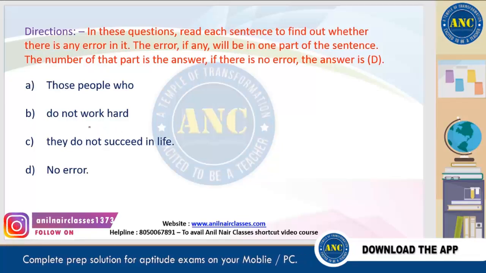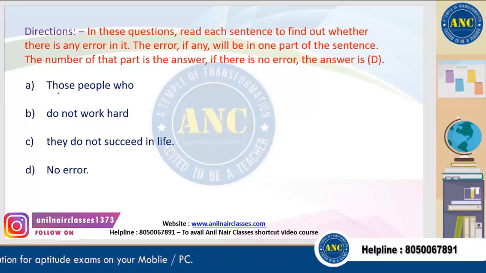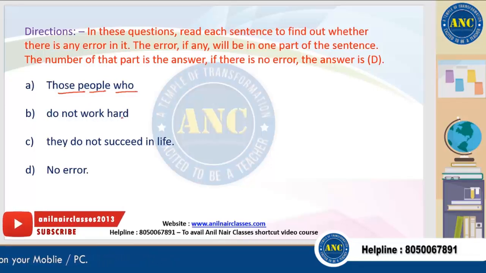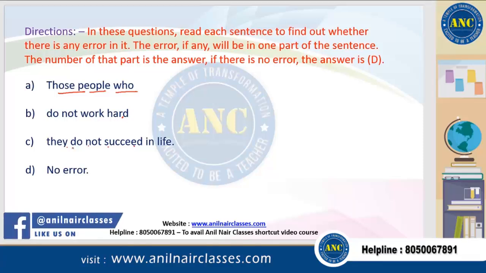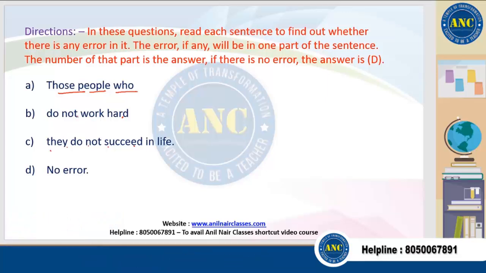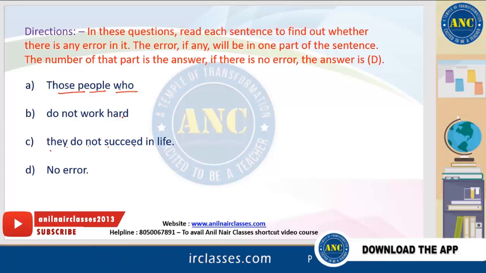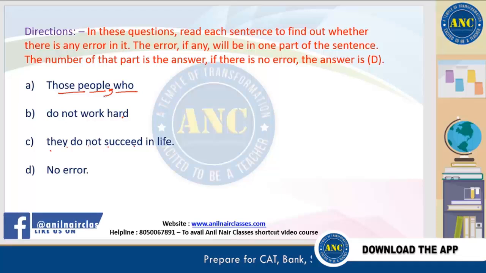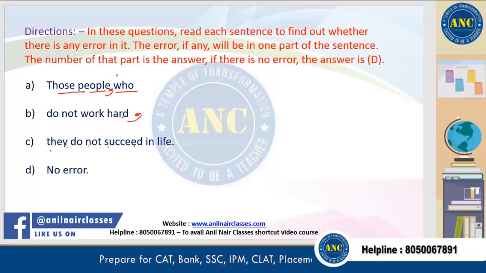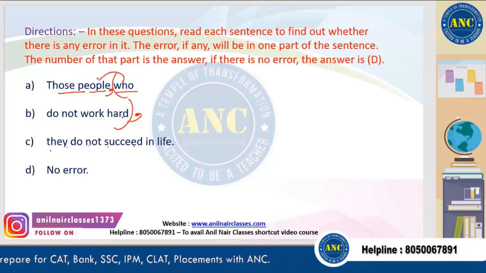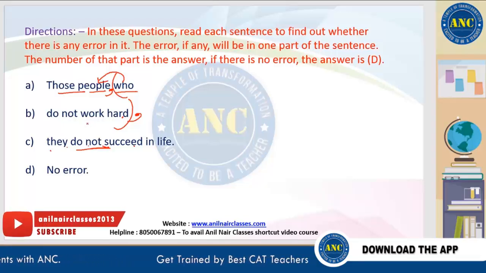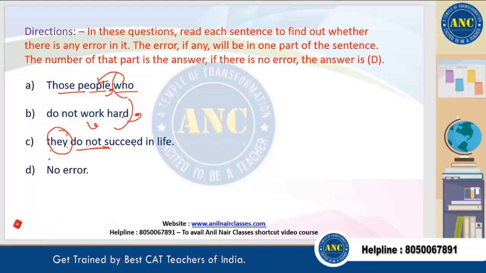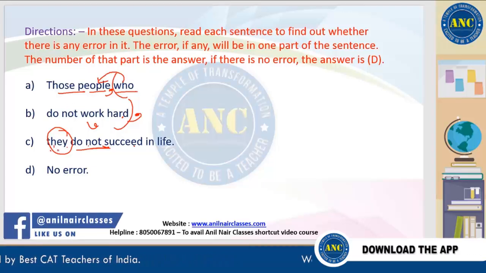Those people who do not work hard, they do not succeed in life. Those people, it's plural, fine. Now, do you really need "they" over here? There was a rule which I told you. After the subject, if you have a phrase or a clause describing these people, like "who do not work hard", this entire clause is describing my subject, people. "Do" is the plural form of the verb. So why do I need "they" over here? If I put "they", this sentence will become incomplete.